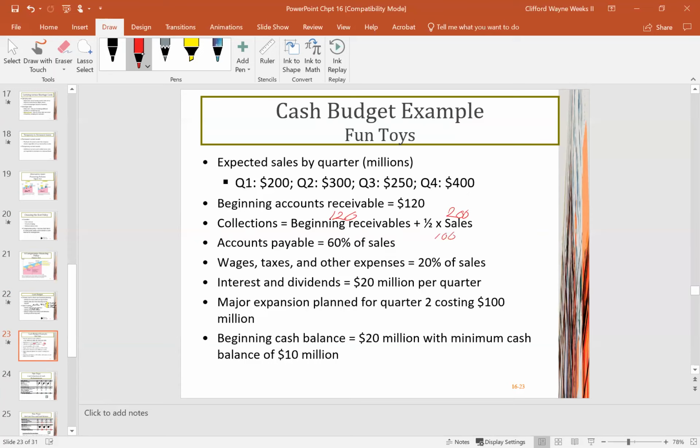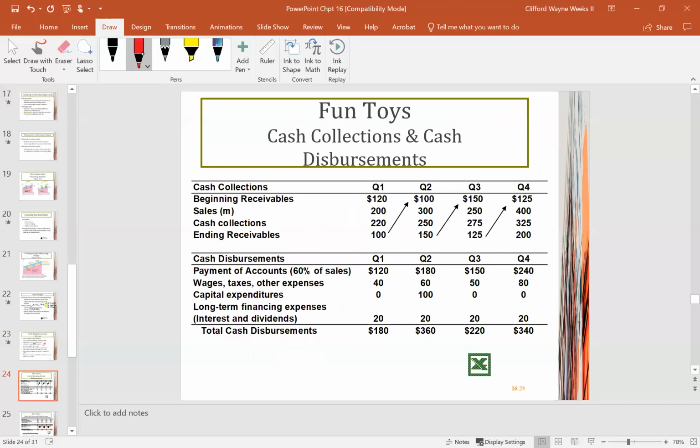You start with sales. Sales drives production. Production drives direct materials purchasing, direct labor, and factory overhead. We do all that to come up with our budgeted cost of goods sold, and so on and so on. All we're doing is dropping these numbers in.